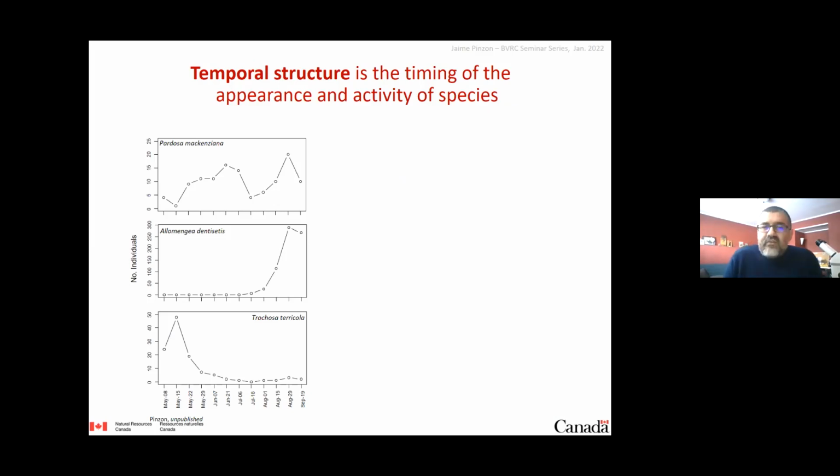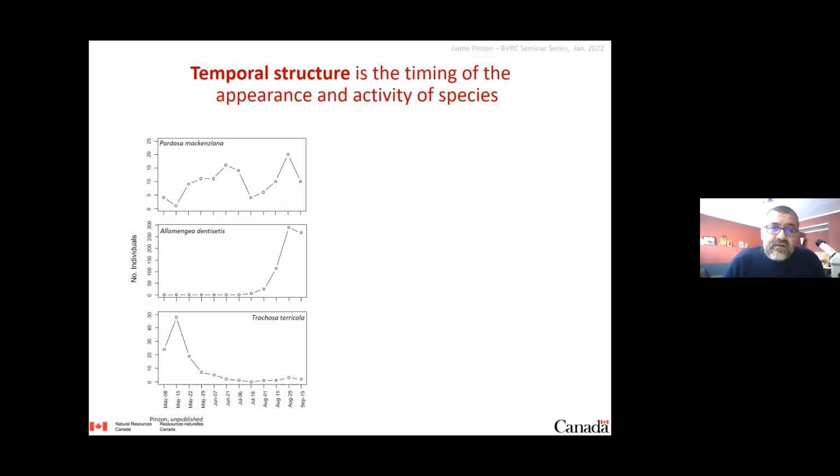Now switching gears a little bit into the idea of temporal structure, again, it's the timing of the appearance and activity of a species. So as Don mentioned in the introduction, I work with spiders, so I'm going to probably show a lot of spider-related research in here. So this is the temporal change of 3 different spider species on that permanent plot that I showed you in the previous slide.